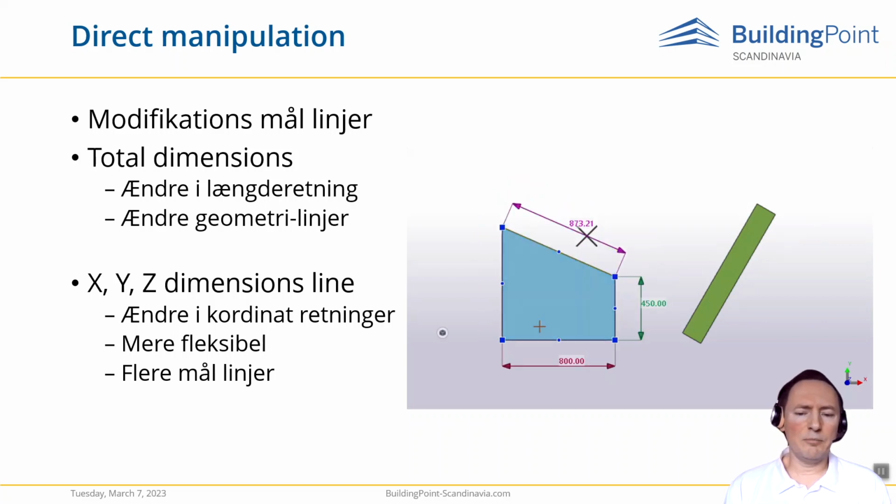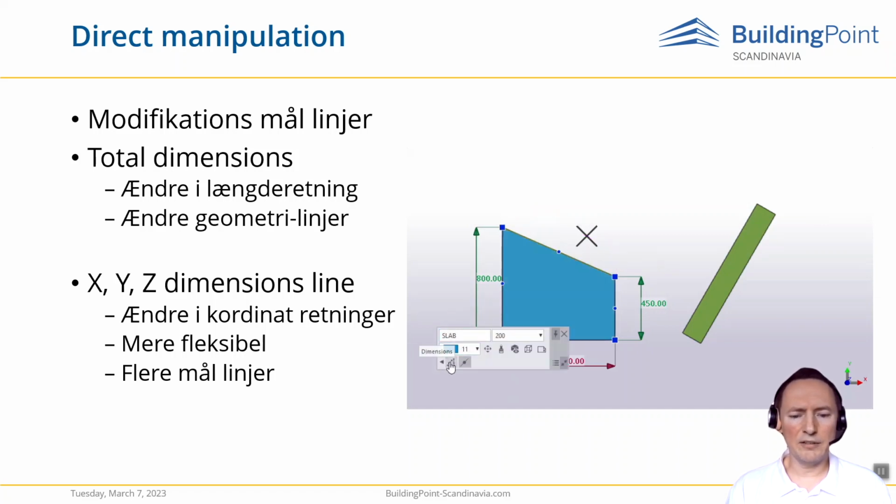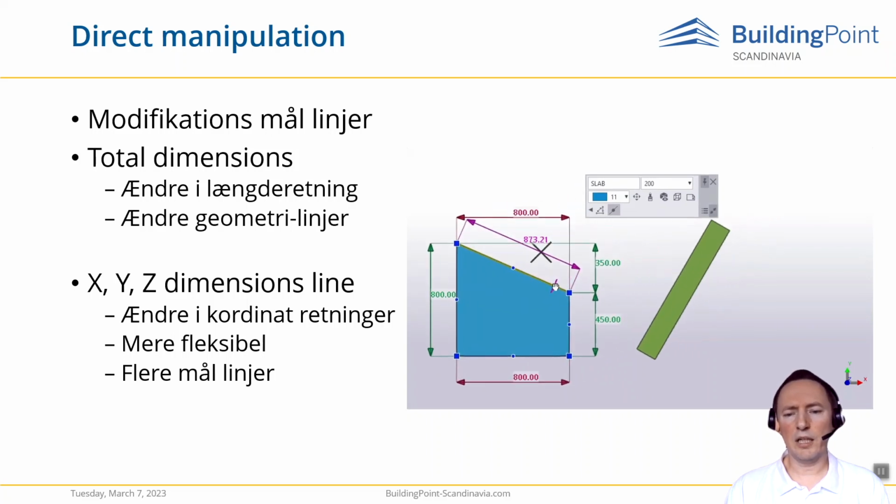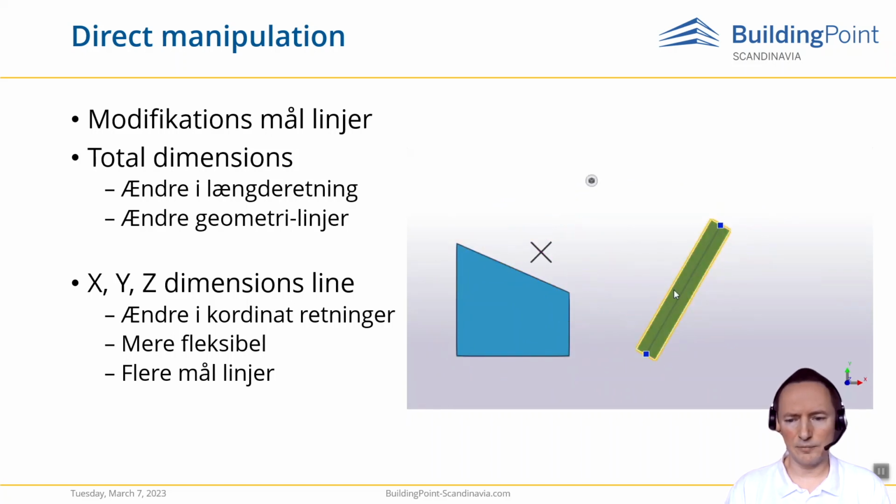But it's actually possible to have more points. So if you hit the line here and you hit the mini toolbar and go for the dimensioning, here you can set X, Y, and Z dimensioning on. Now when I hit the line again with the mouse, I can see there are more dimension lines coming up. So now I can actually modify this in the X and Y direction as well.